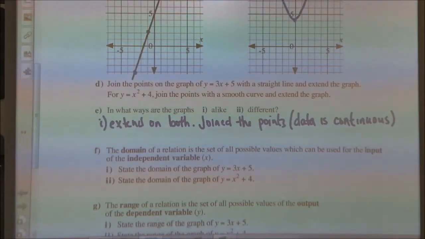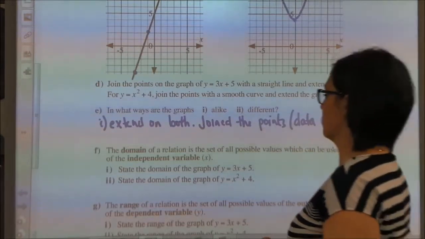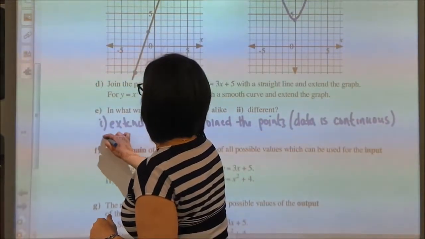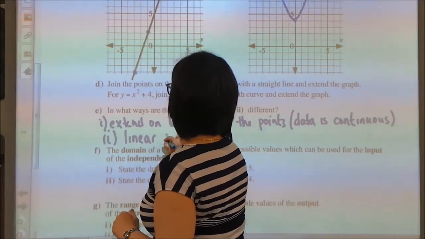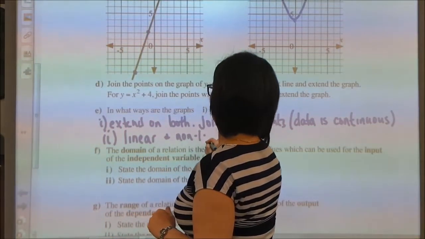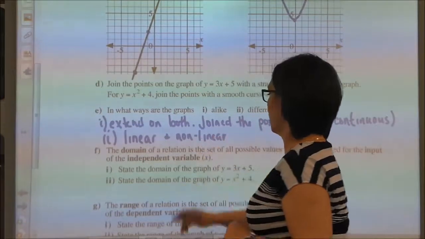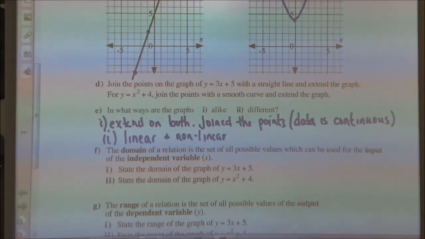How are the graphs different? One's linear and one's non-linear. Right. So one is linear, and the other one is nonlinear. And we talked about how linear is a straight line, nonlinear means it's not a straight line.